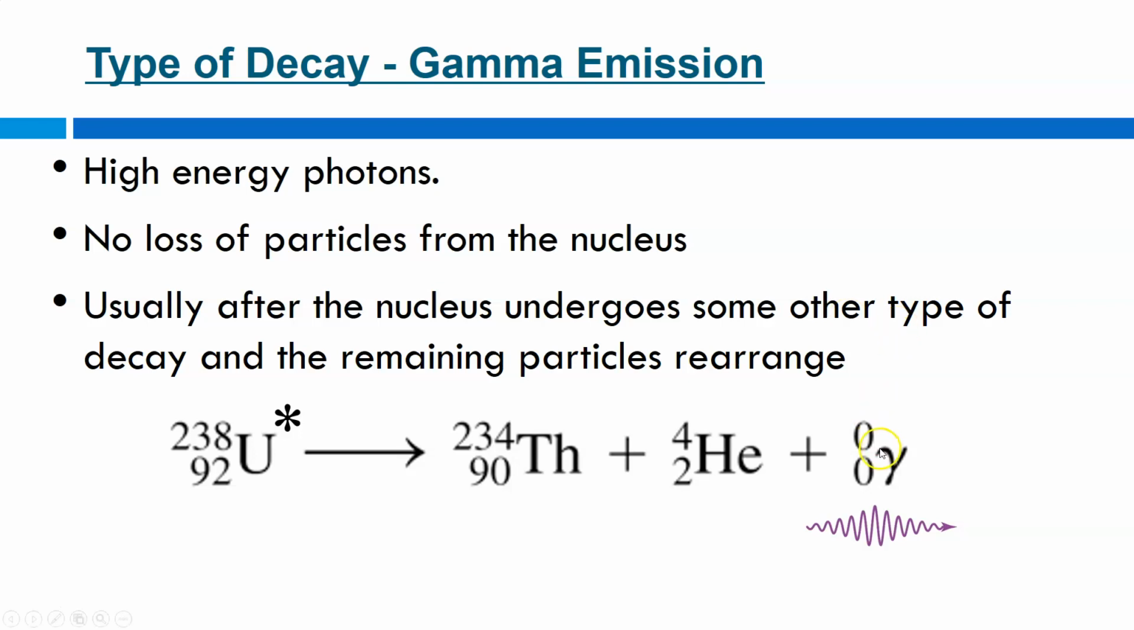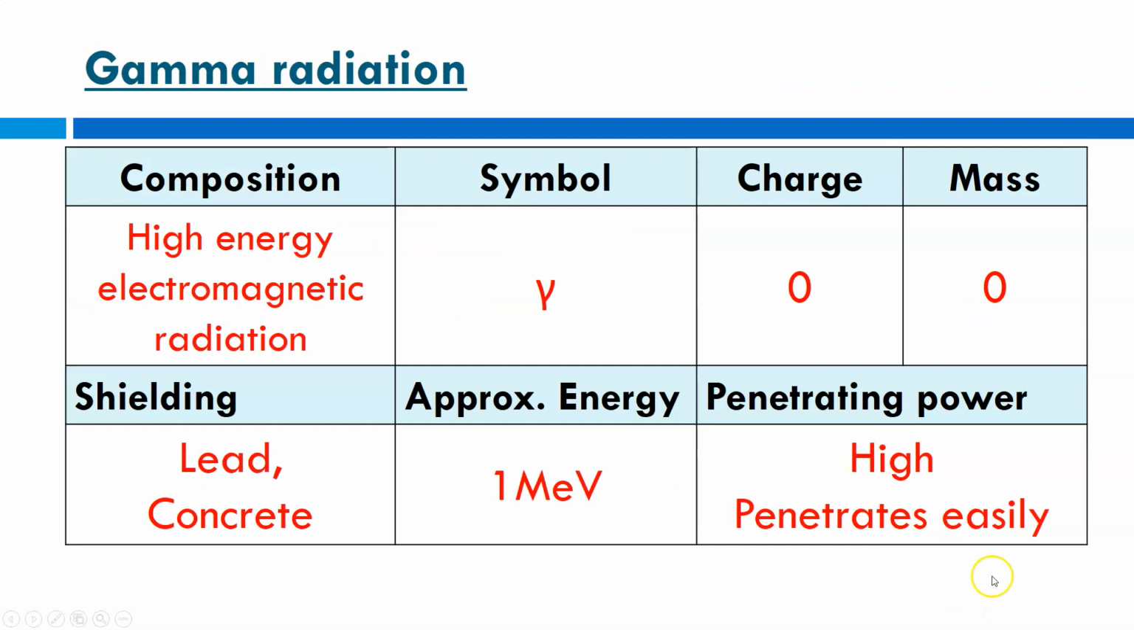We use this funny little symbol, right? This gamma symbol. You might see people use a little squiggly line trying to represent that it's that high energy that's coming out. If we look at the summary chart for this, you can see there's no charge, there's no mass, it's just energy. In order to stop this, you have to have something like lead or concrete.